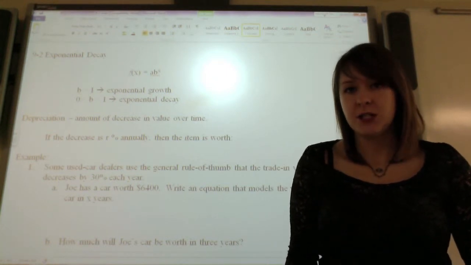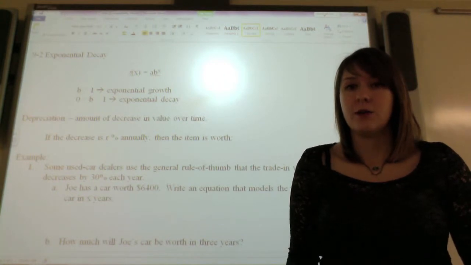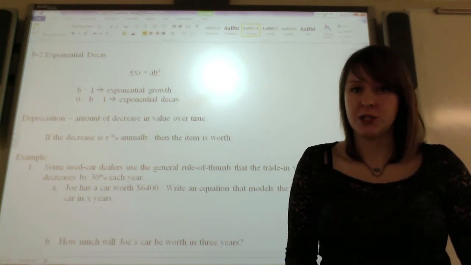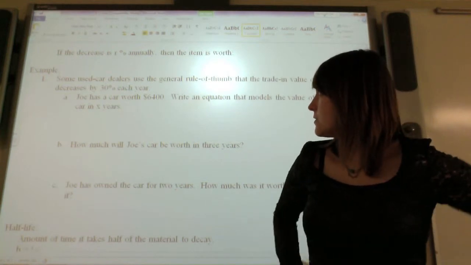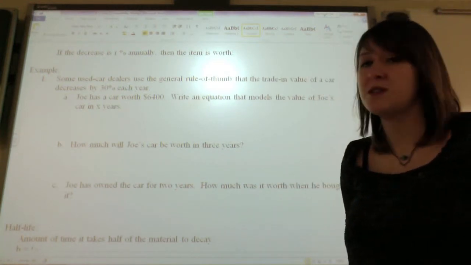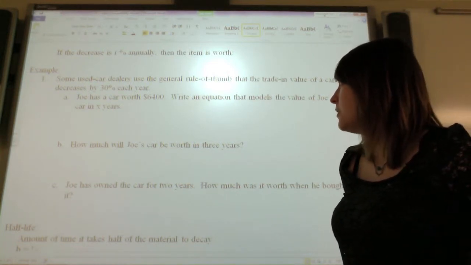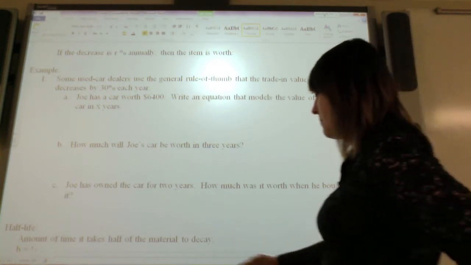So when you see depreciation, you have to be really careful about what number you put in for your growth factor, because you have to talk about what the item's worth, not how much it depreciated by. Alright, so some used car dealers use the general rule of thumb that the trade-in value of a car decreases by 30% each year. Joe has a car worth $6,400. Write an equation that models the value of Joe's car in X years.